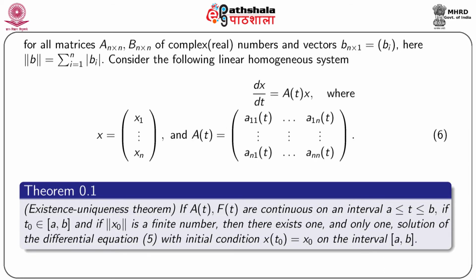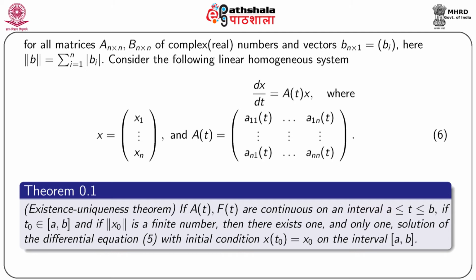For all matrices A, B of complex or real numbers of order n, and the vectors B, n cross 1, the norm is defined as follows: norm of B is equal to summation i equal to 1 to n of mod of Bi.